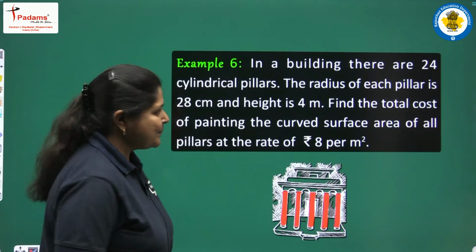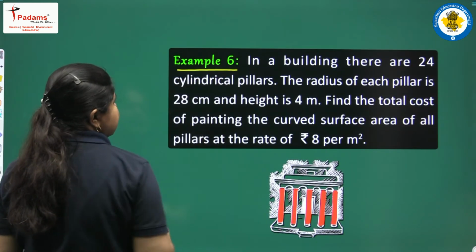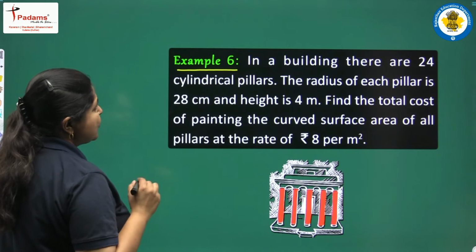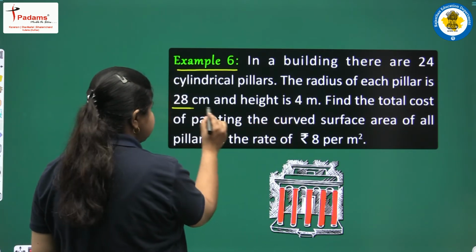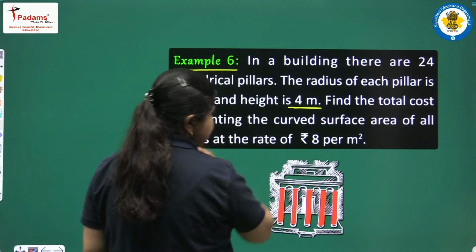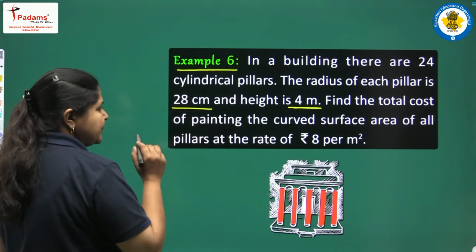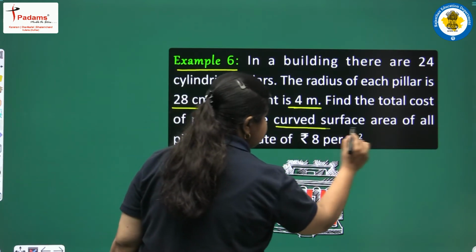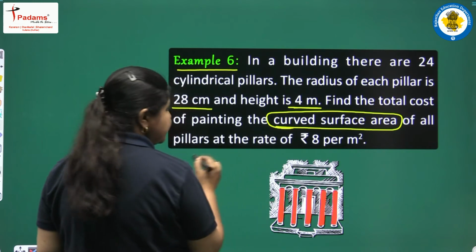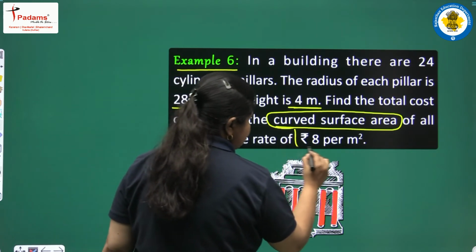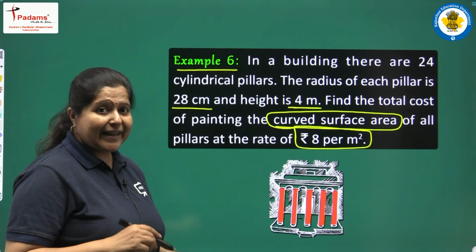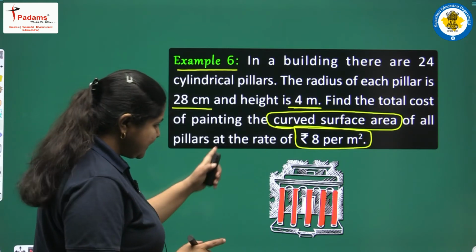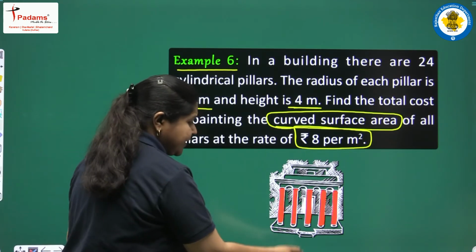Next we take here example 6. In a building there are 24 cylindrical pillars. The radius of each pillar is 28 centimeter and height is 4 meters. Find the total cost of painting the curved surface area of all the pillars at the rate of ₹8 per meter square. यहाँ बात हो रही है cylindrical pillars की. You can see in the figure these red ones are the cylindrical pillars.